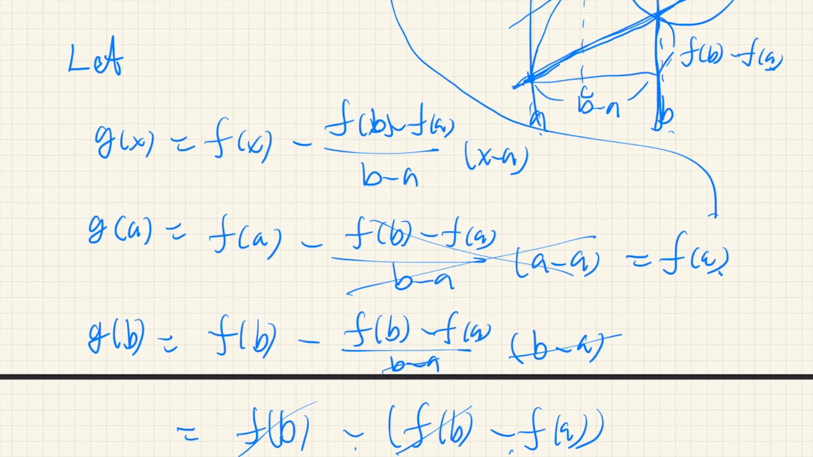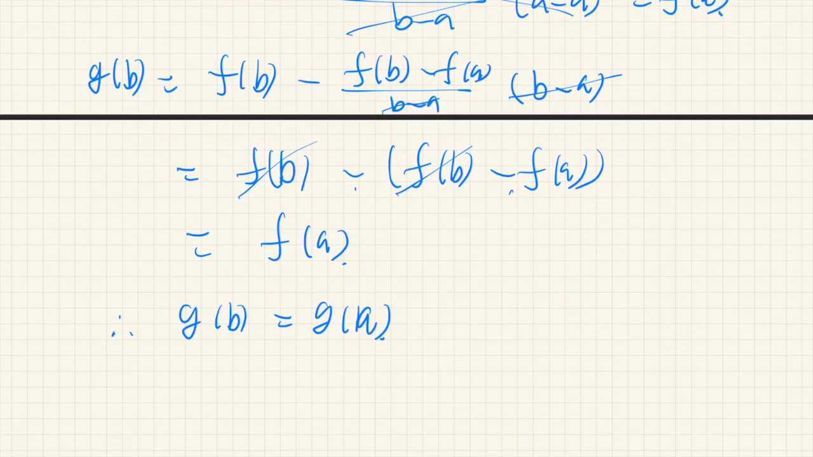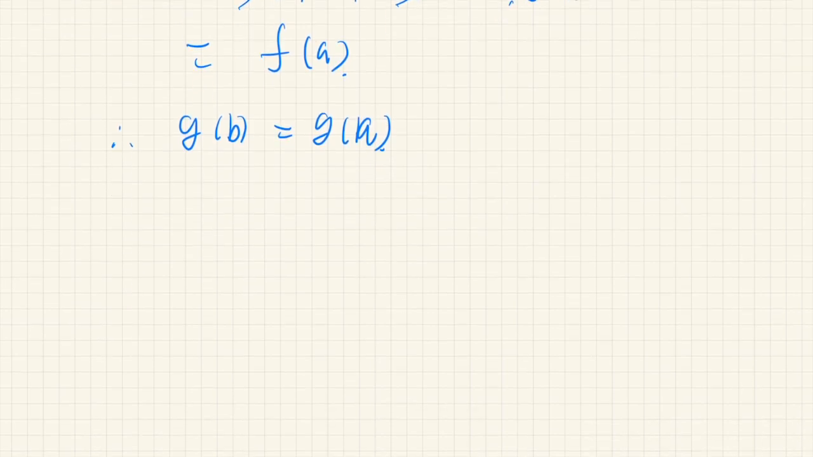And obviously, since f of x is a continuous function, and this is just a linear function, so it is continuous, and the sum of continuous functions is continuous. And of course f of x is differentiable, and a linear function is differentiable, and the sum of two differentiable functions is also differentiable. So this function g of x satisfies all the conditions required for Rolle's theorem. Therefore, we apply Rolle's theorem.